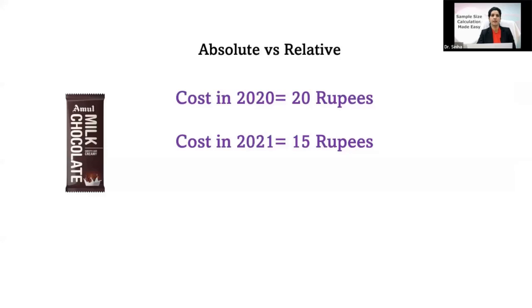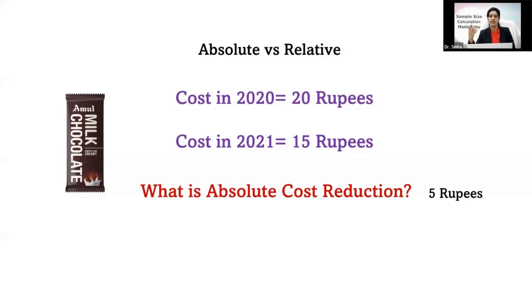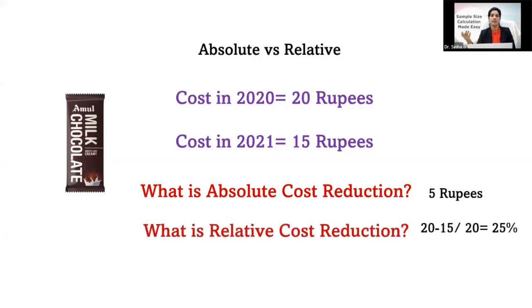So let's see this concept again with an example. With absolute precision, there is a concept of percentage point. Now see this example. The cost of this Amul chocolate in 2020 was 20 rupees, and the cost of this Amul chocolate is 15 rupees in 2021. If you talk about the percentage point, what is the absolute cost reduction? It will be 5 rupees. But if I ask you what is the relative cost reduction, it will be 20 rupees minus 15 rupees, that is 5 rupees, divided by 20. So it will be 25%.